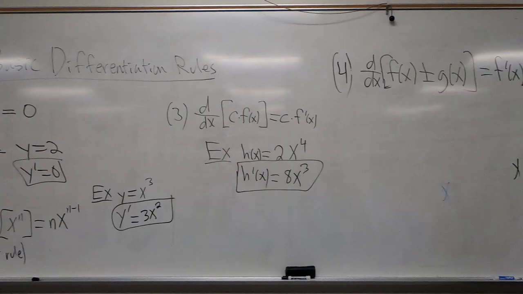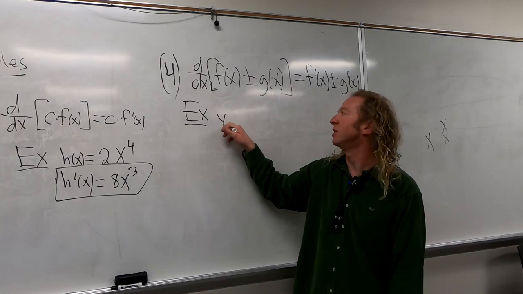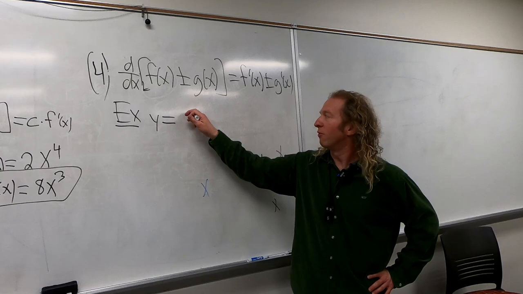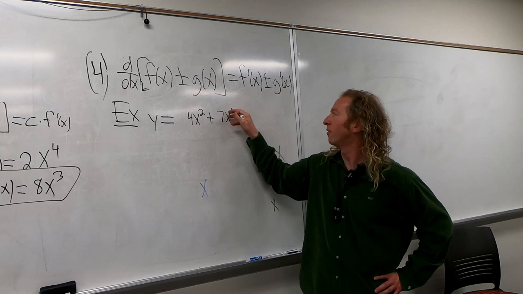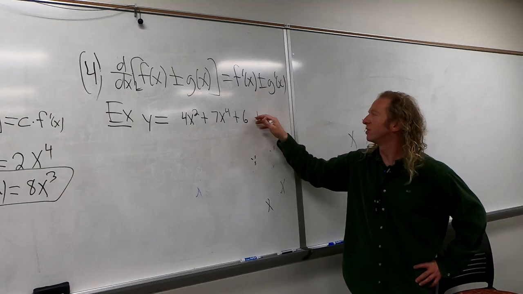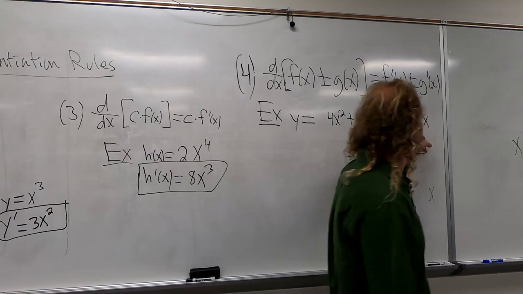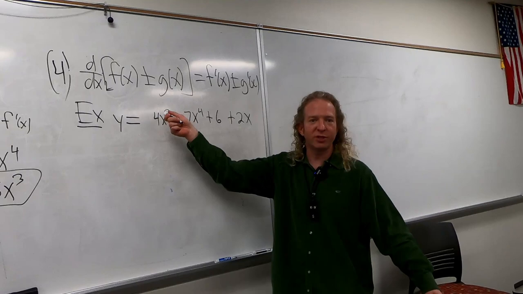So ex means example. So let's say y equals, let's do three pieces. Let's go nuts. So 4x squared plus 7x to the fourth plus 6. Oh, one more, plus 2x. We haven't done stuff like this yet. So this formula just says we take the derivative of each piece, right? So y prime.